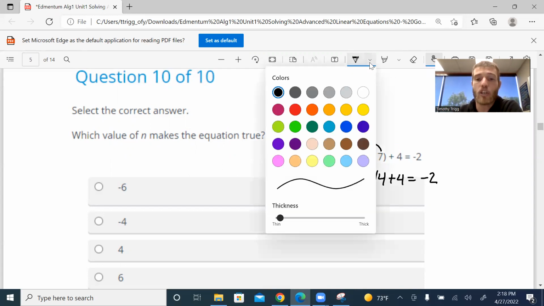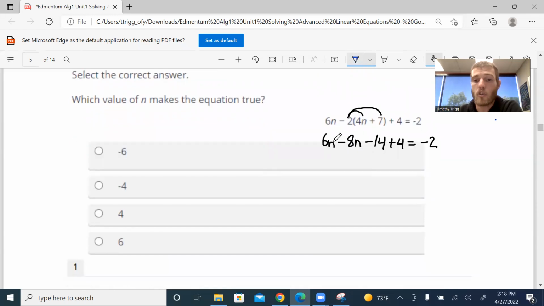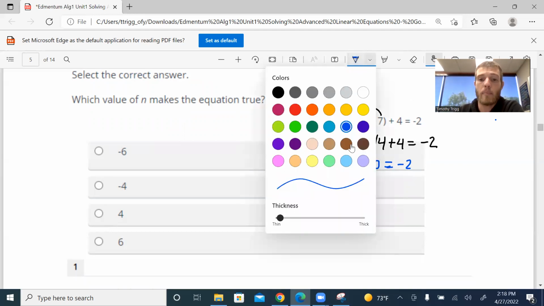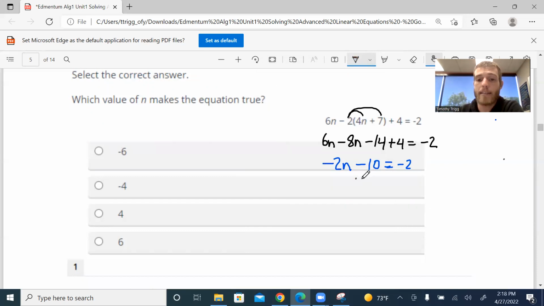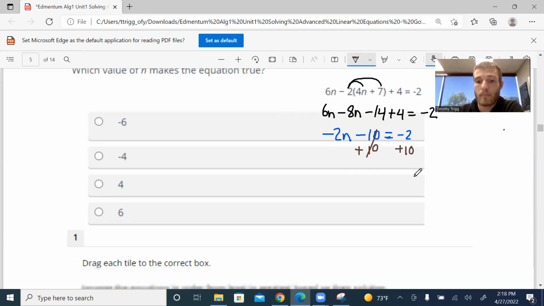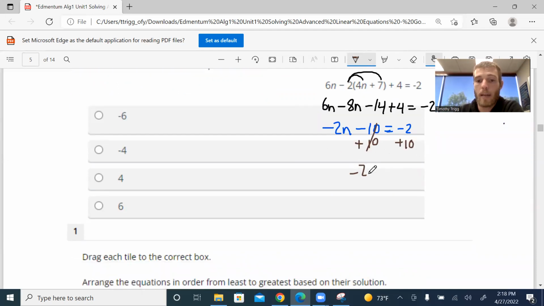Next, we're going to combine like terms on the left side. So we can combine the 6n minus 8n. That gives us negative 2n. We can also combine this negative 14 plus 4. That's negative 10. On the other side, just a negative 2 by itself. Next, to help us get x by itself, we're going to add 10 to both sides of the equation. Giving us that negative 2n on the left equals 8.